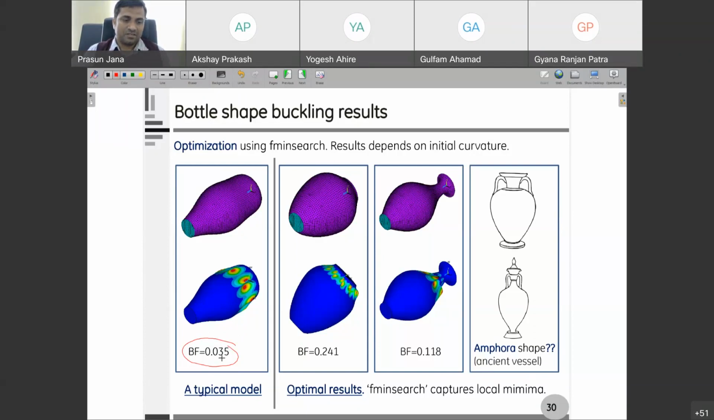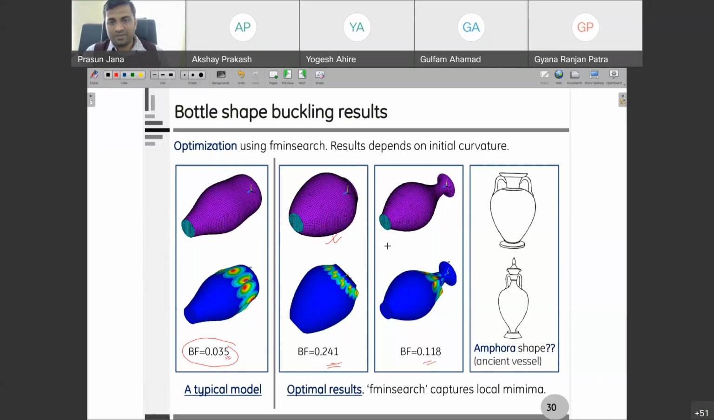So we should not worry about whether it is less than 1, because that depends on what you have applied. And we are keeping the same pressure, so the applied load is the same. So if the buckling factor is increasing, that means the candidate design is actually good. Here you can see in this candidate design a substantial increase from 0.035 to 0.241. And this shape is also giving a substantial increase.